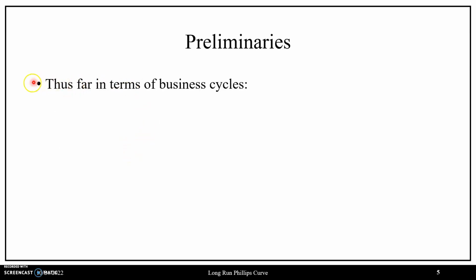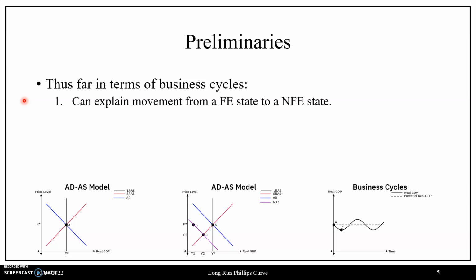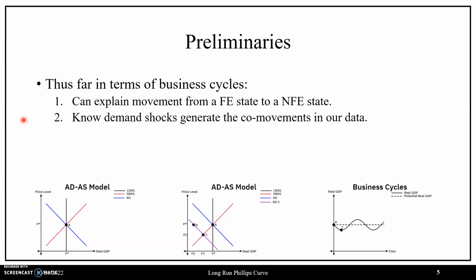With all this in mind, beginning with our preliminaries, thus far in terms of business cycles, what we can do is explain movement in an economy from a full employment state to a non-full employment state through use of a shock, where the shock can be on the demand or supply side of the economy. Additionally, that shock can be positive or negative. Furthermore, with respect to these shocks, we saw that demand side shocks were capable of generating the co-movements we've seen in our annual U.S. data, more precisely, the negative short-run relationship between the unemployment rate and inflation rate.